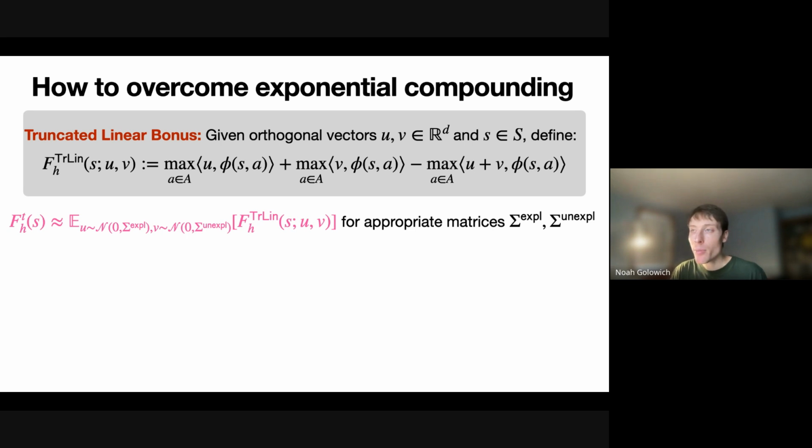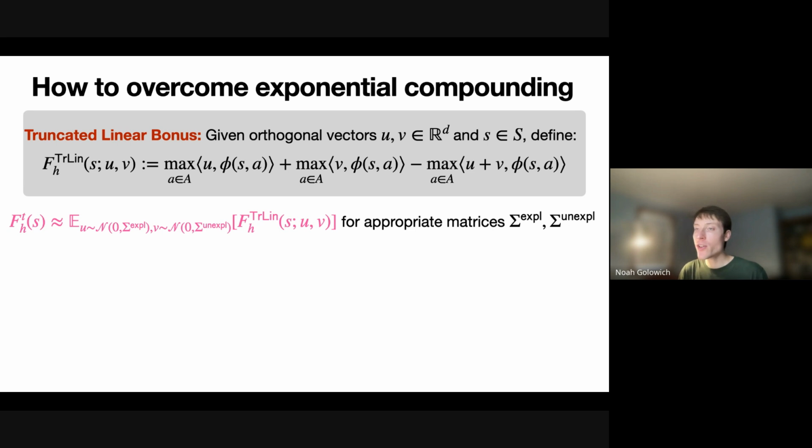And a key component of our truncation is to use what I'll define to be the truncated linear bonus. So given orthogonal vectors u and v in R^d, as well as the state S, I'm going to define the truncated linear bonus at state S for the vectors u and v to be the sum of 3 terms. The first is the maximum over actions of the inner product between u and v of SA. The second is the same thing for v. And the third, we're subtracting off that same thing for u plus v.